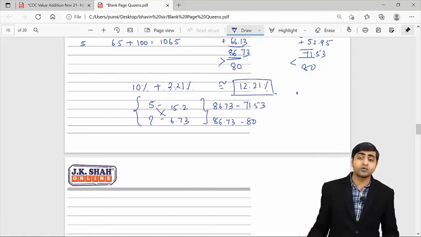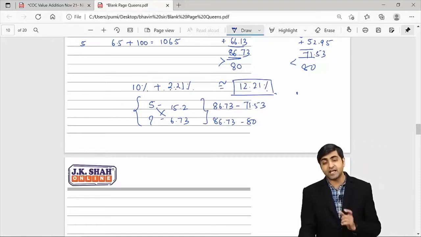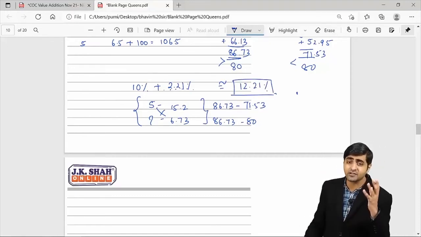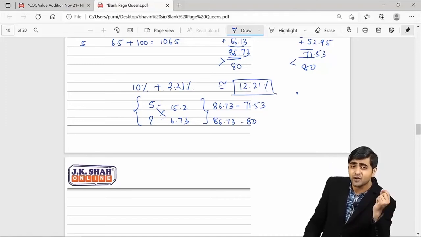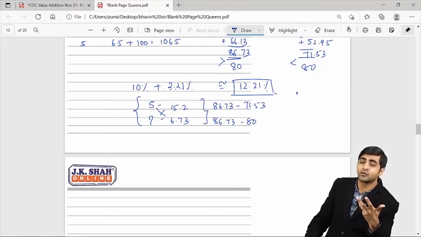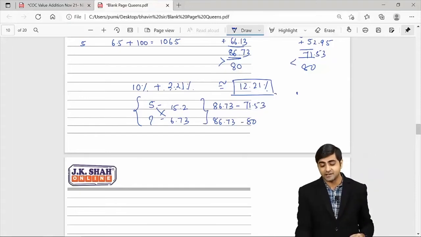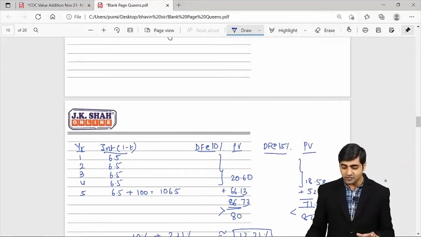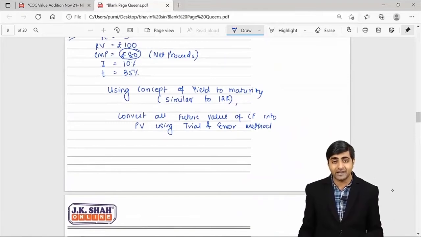So at 12.21%, my dear students, your PV of CI and your PV of CO will be same, or else you can also put it in these words that whatever is going to be your future value of cash flows, that will be equal to your current market price, that is nothing but 80 rupees at this 12.21%. So guys, we are going to use trial and error method to calculate your YTM.